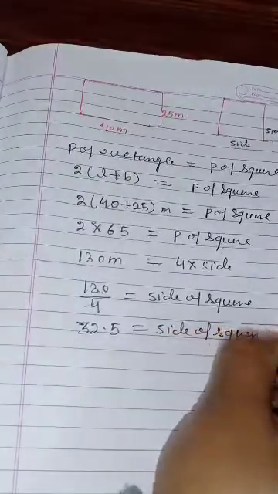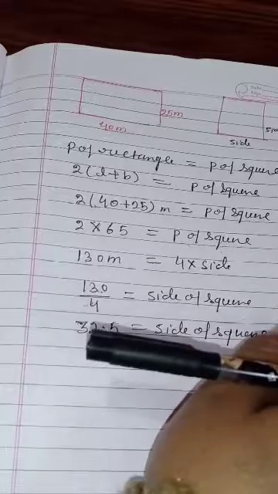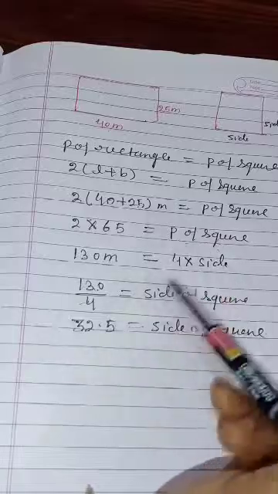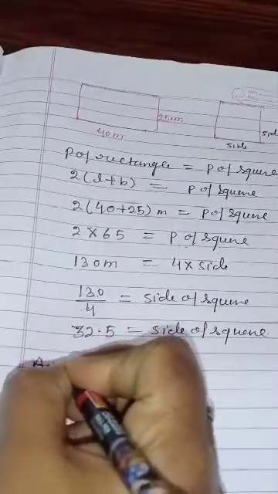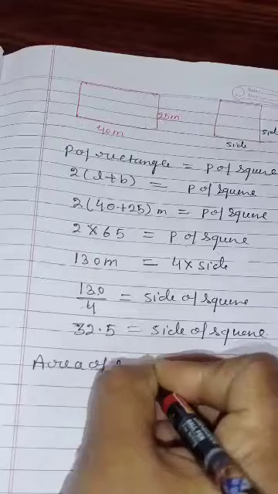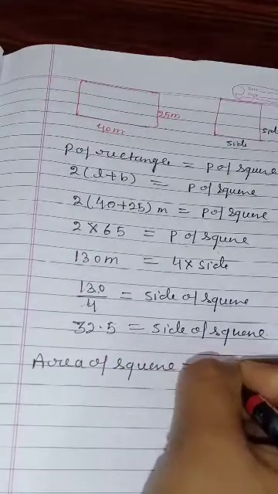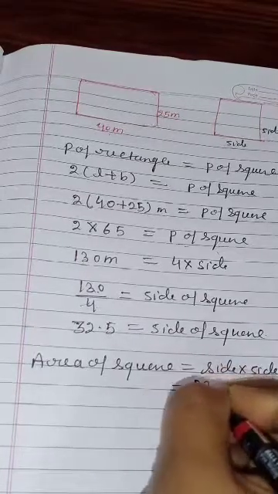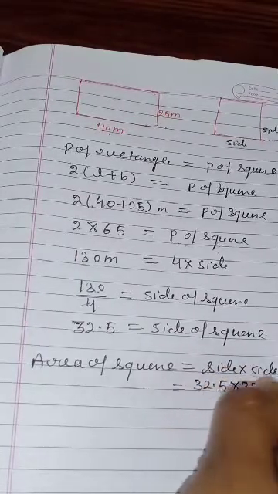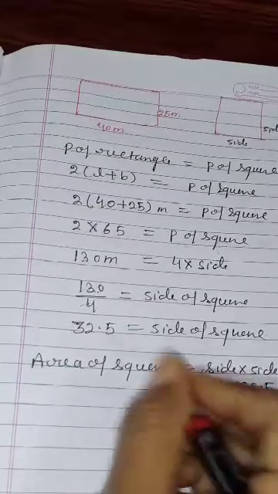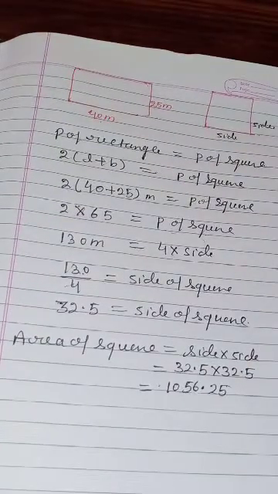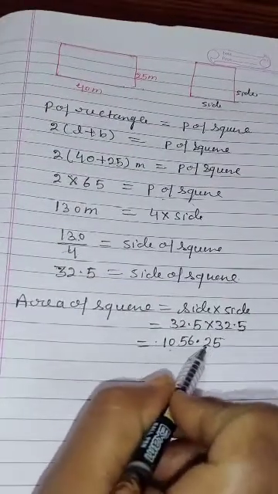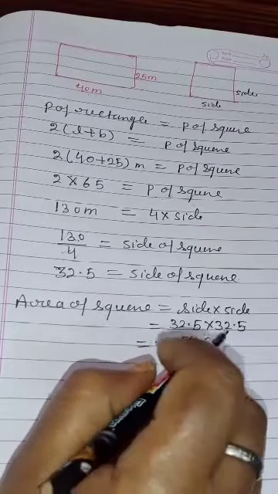Now you have to find the area of both the figures. You have the length and breadth of the rectangle and the side of the square. So area of square is equal to side into side. Side is how much? 32.5 into 32.5. If you multiply, it comes to 1056.25. You know how you should multiply.